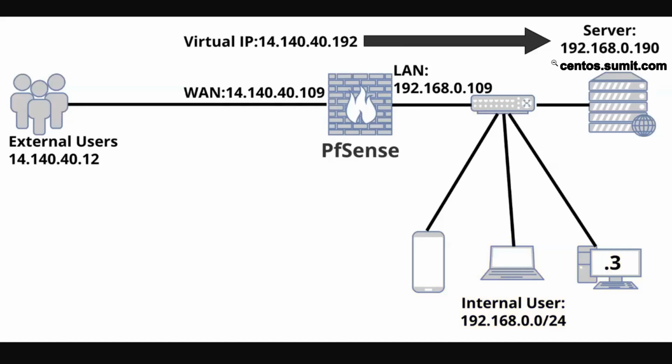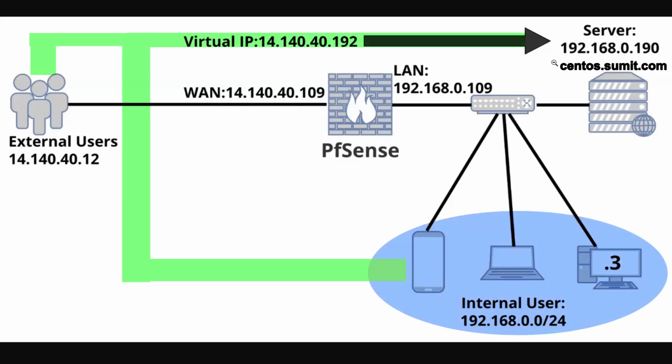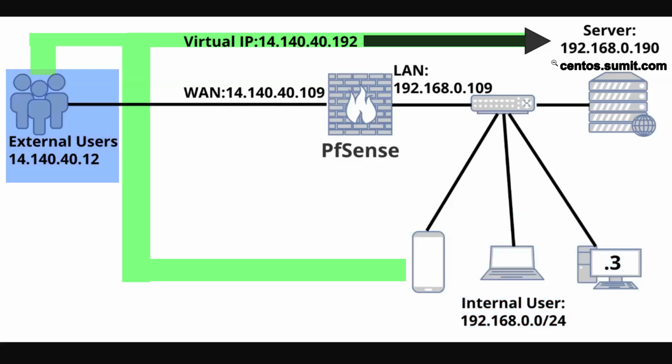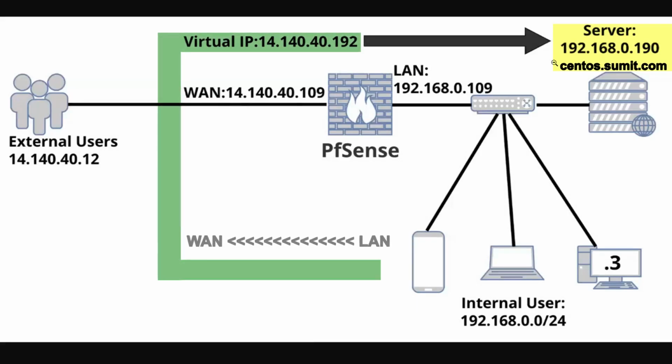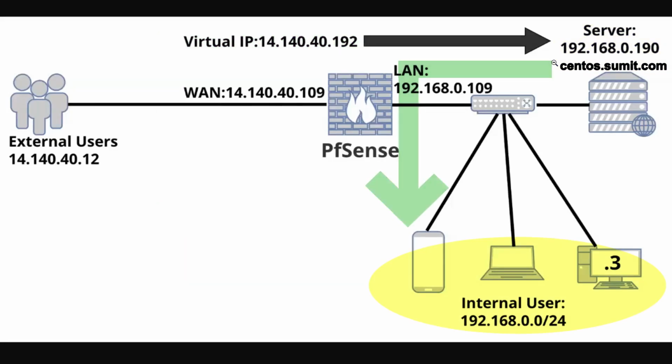But in some cases, the administrator, because of some security reasons, would like the internal users as well as the external users to use the same path, which is via the outside virtual IP 14.140.40.192. And that is what we are going to configure here. When the internal and external users try to access the web server using the hostname, it will get resolved to the virtual IP, the external IP 14.140.40.192. Then on the firewall, we will have the configuration to translate the address back to the internal server IP 192.168.0.190. The request will again go back to the LAN, and from the LAN it will reach the internal user, thereby achieving the hairpin NAT or NAT reflection. So let us try to configure the same.